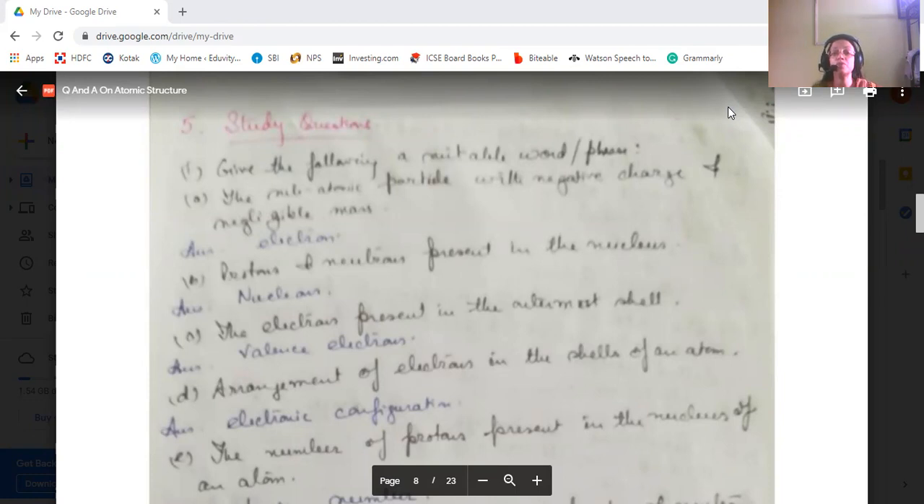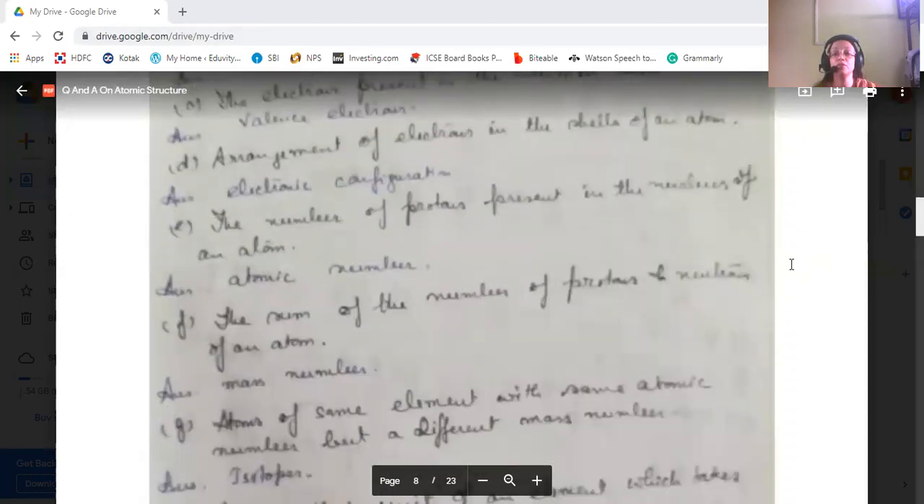Protons and neutrons present in the nucleus are known as nucleons. The electrons which are present in the outermost shell are known as valence electrons. The arrangement of electrons in the shells of an atom is electronic configuration. The number of protons present in the nucleus of an atom is known as atomic number. The sum of the number of protons and neutrons of an atom is known as mass number.